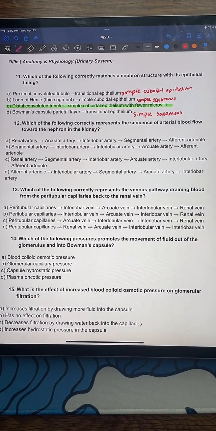But we'll go ahead and move on. Number 12, which of the following correctly represents the sequence of arterial blood flow toward the nephron in the kidney?